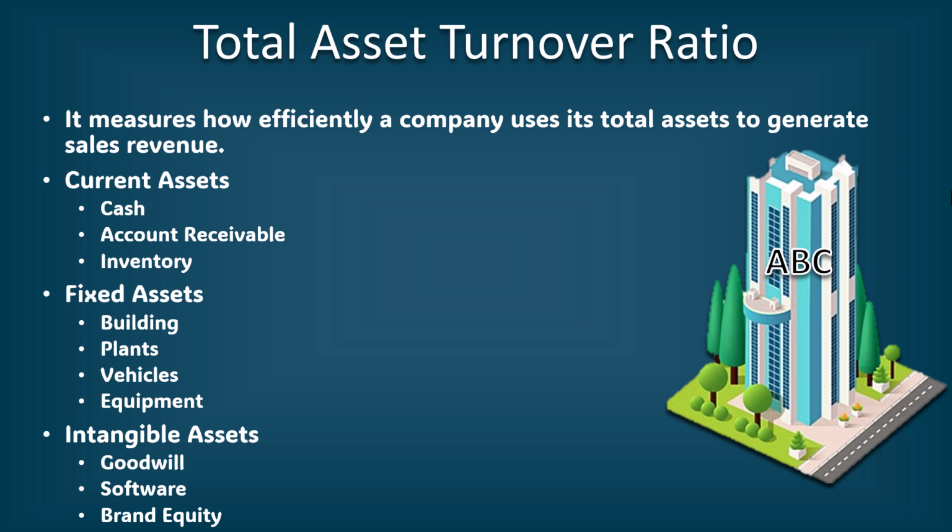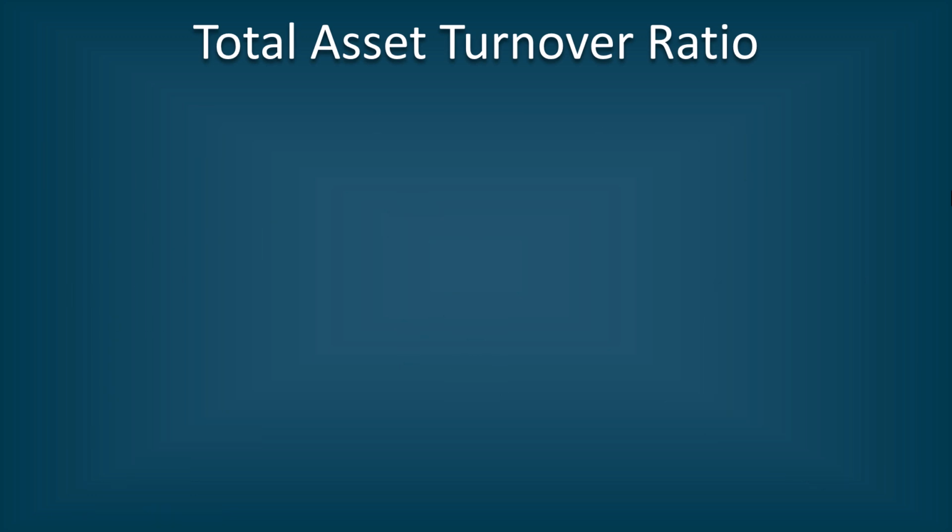If the total asset turnover ratio is higher, it is a good sign for the company because it means the company is utilizing all its resources properly to generate revenue. If the ratio is lower, it is not a good sign, as it indicates the company is not using its assets efficiently. Now let's learn its formula.